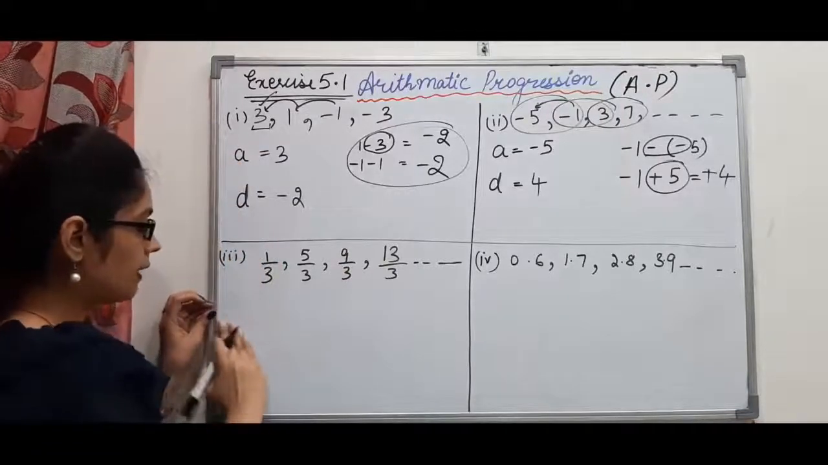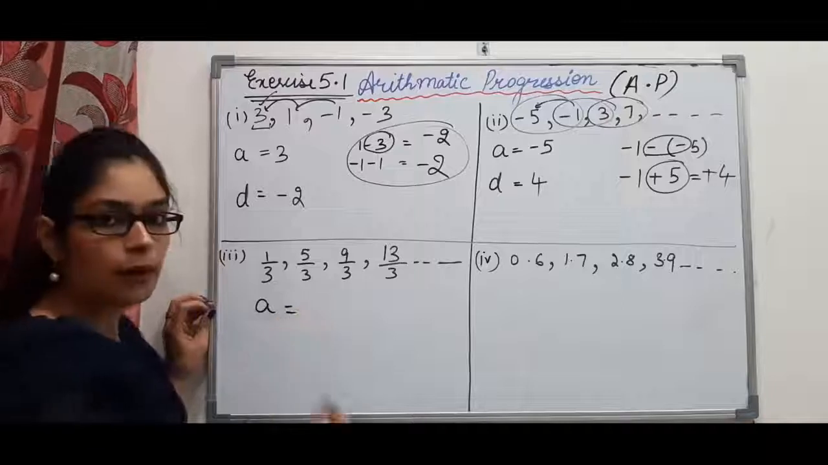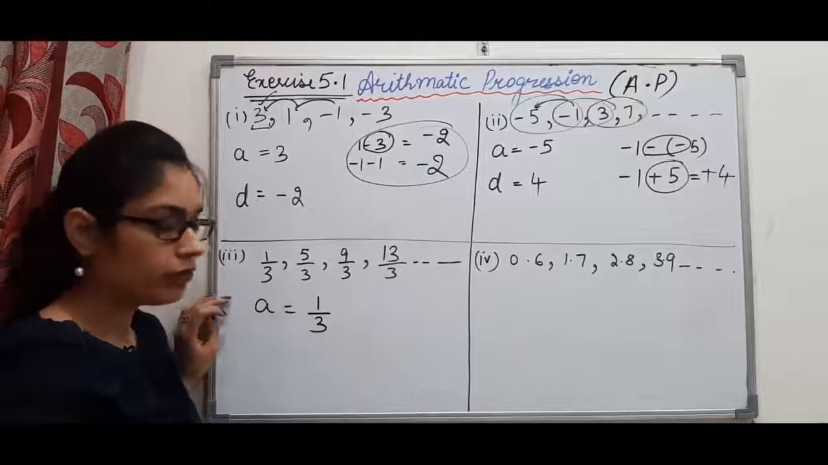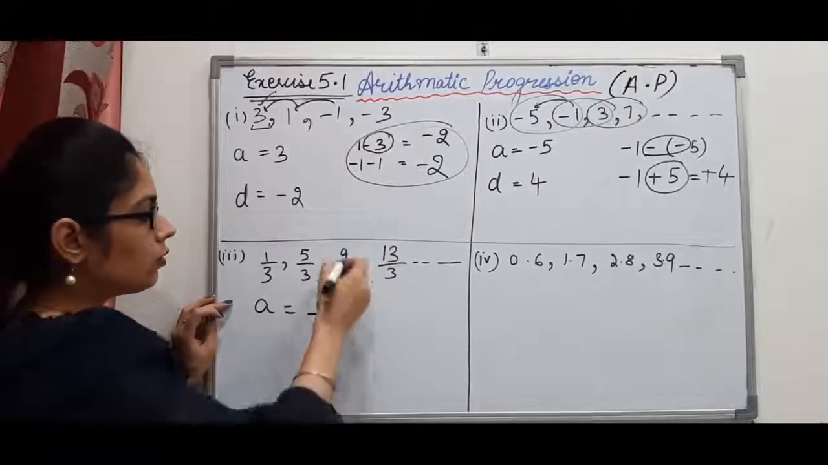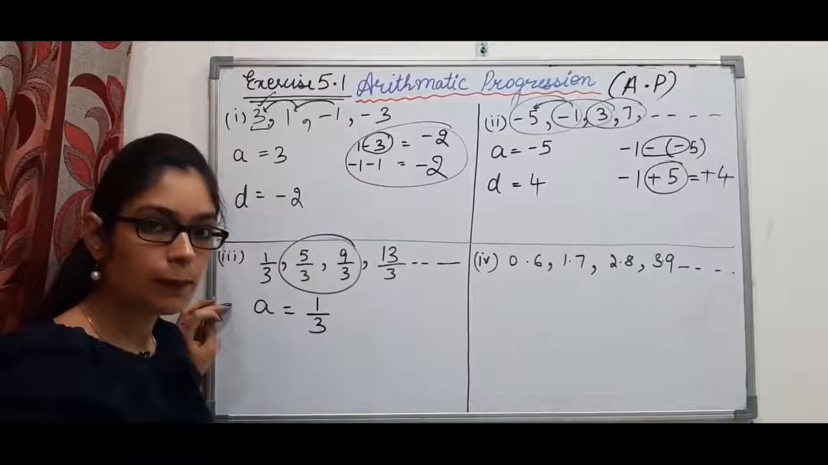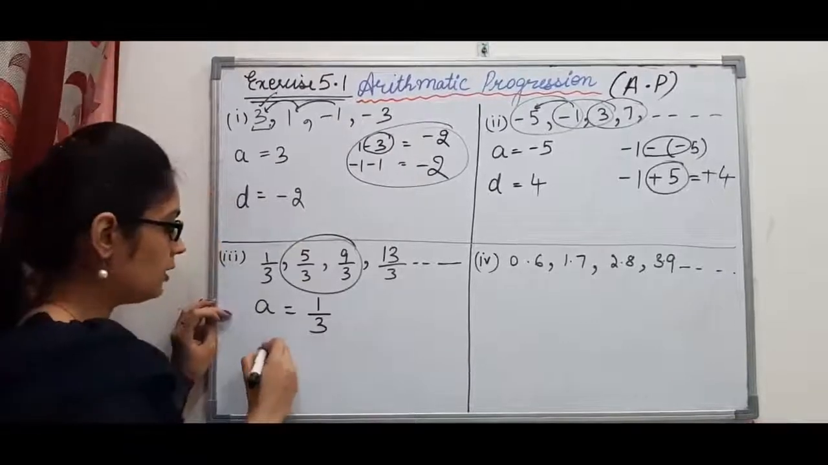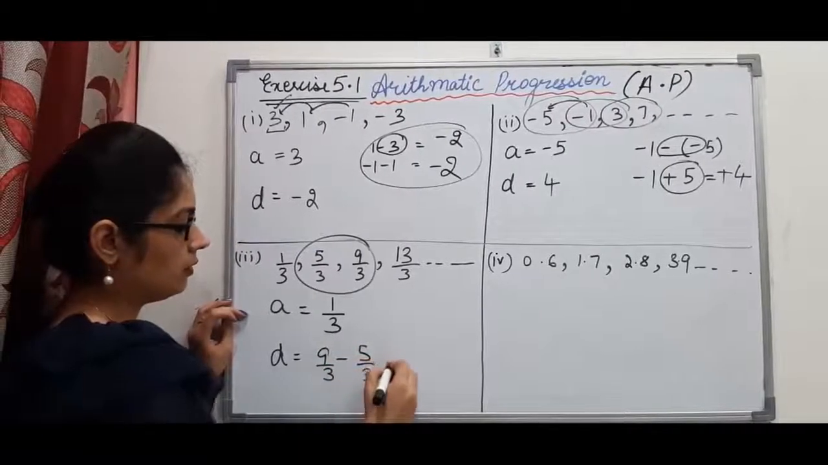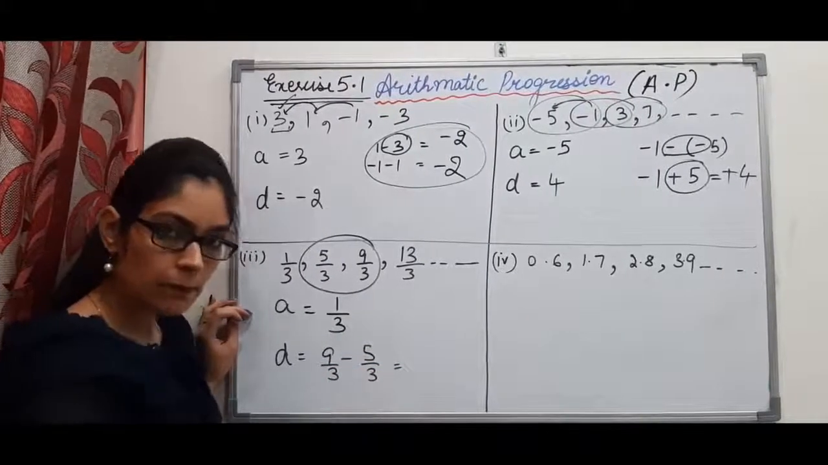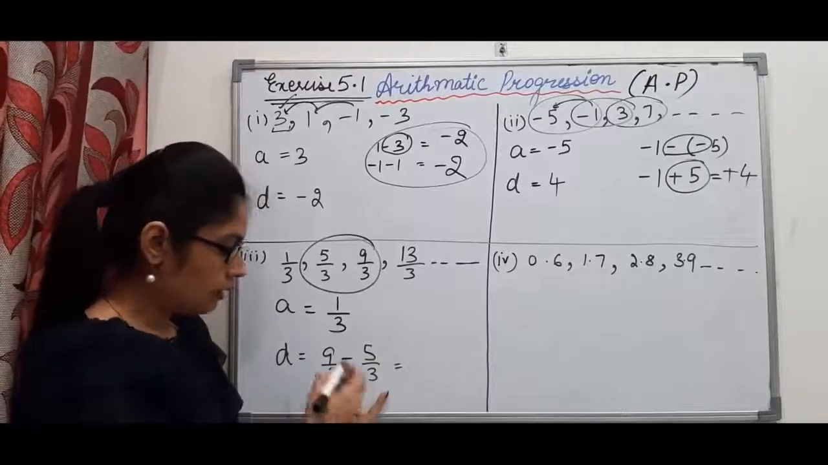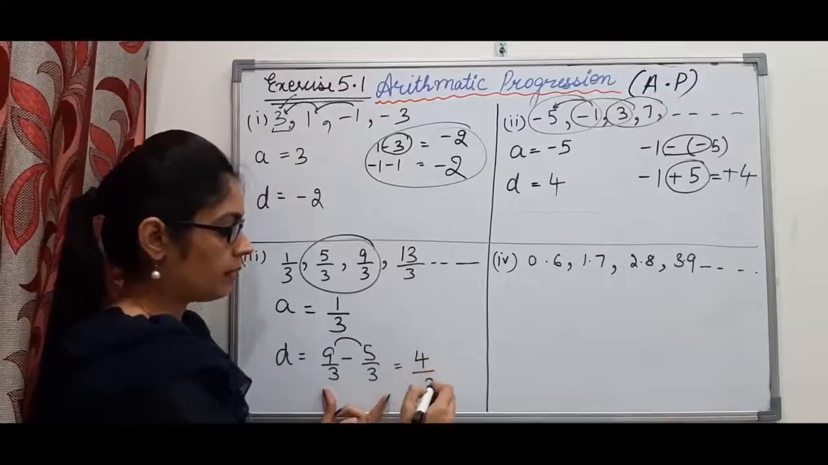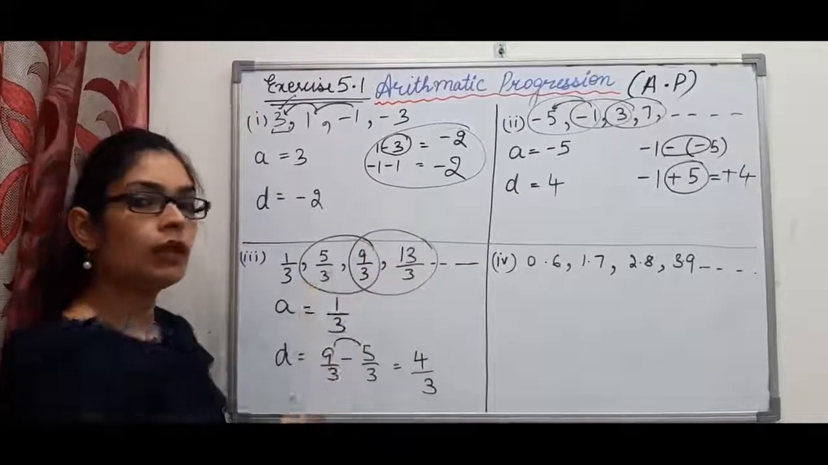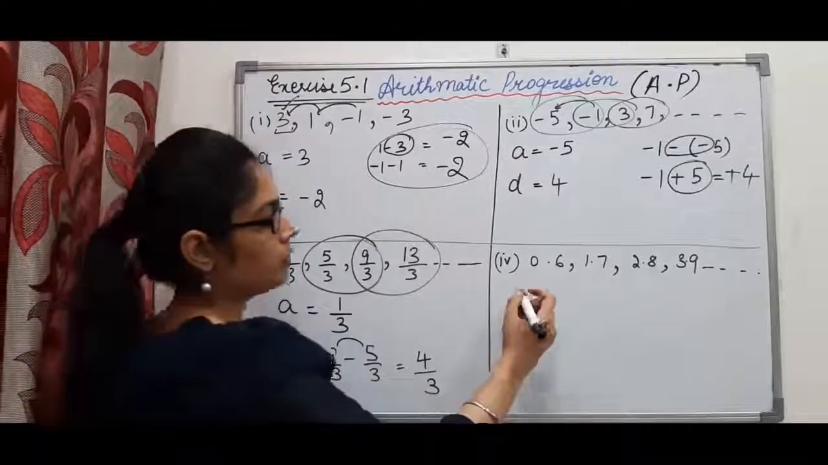In the third part, the given sequence is this. The first term is 1 by 3, that means the value of A is 1 by 3. Now the common difference we can find by subtracting any two terms. So D I will write as 9 by 3 minus 5 by 3. Since the denominators are the same, we can directly subtract. 9 minus 5 is 4, so 4 by 3 is the common difference. You can try with other terms also, you will get the same common difference.